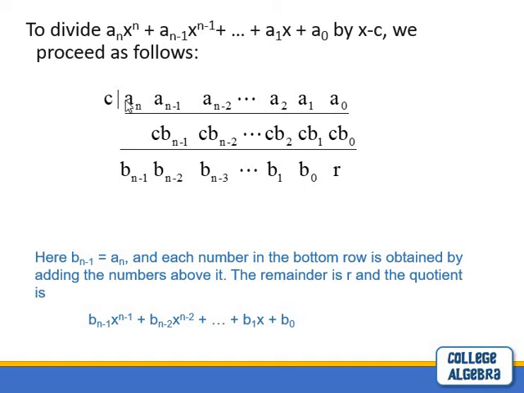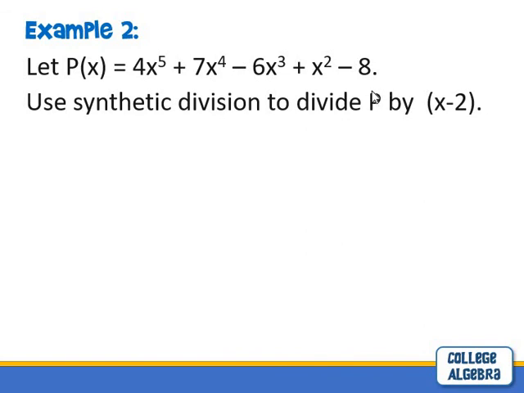So we could say this is a sub n, but you drop that one down to get this one, and then you do c times that to get this number. Whenever you're on the bottom, you do times c, then you add the columns, times c, add the columns. When you get to the end, you've got your remainder, and these are the coefficients of your quotient. Okay? So let's do one by synthetic division here.